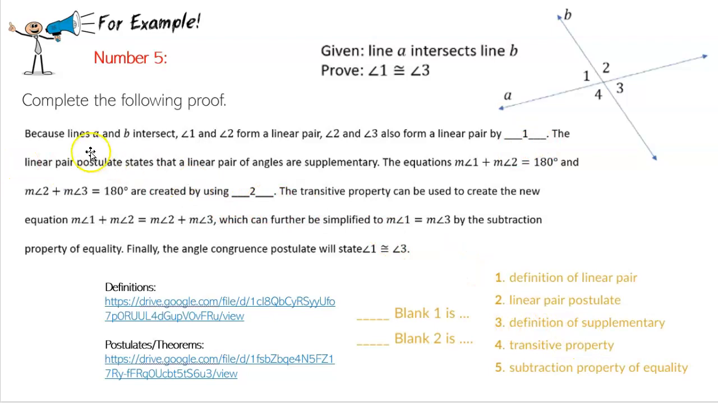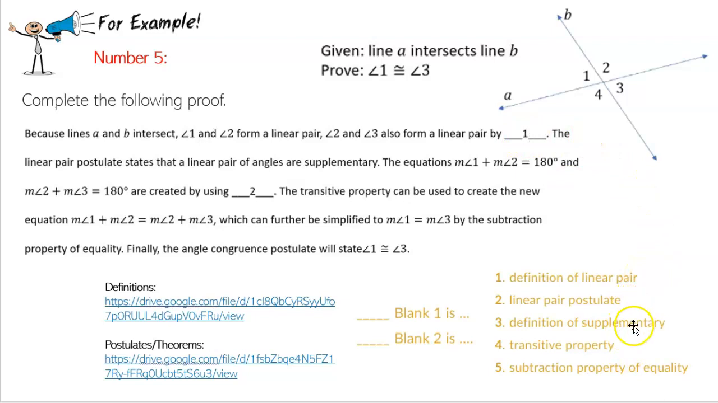So because line A and B intersect, angle 1 and 2 form a linear pair. If I look here, this is true. 1 and 2 form a linear pair. And angle 2 and 3 form a linear pair. 2 and 3 form this linear pair. By the, what? How do we know that they form a linear pair? We have a definition of linear pair, and that is the answer.